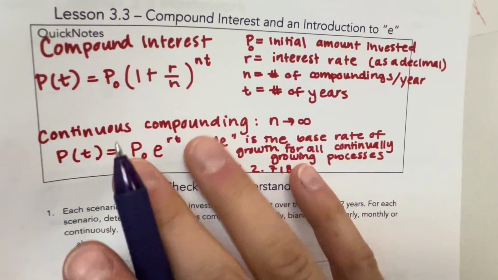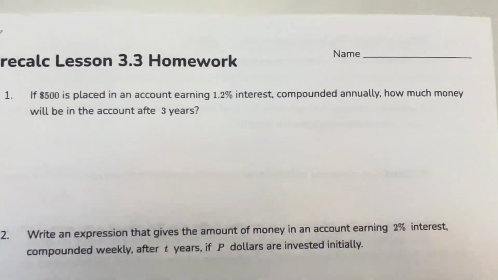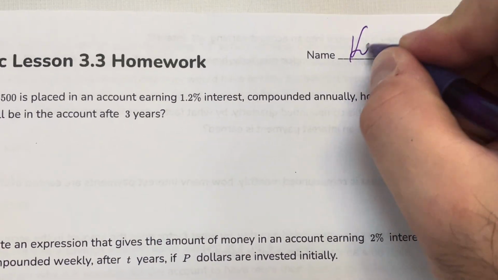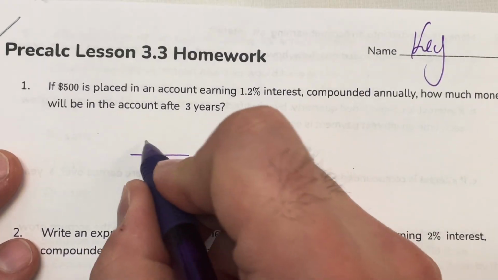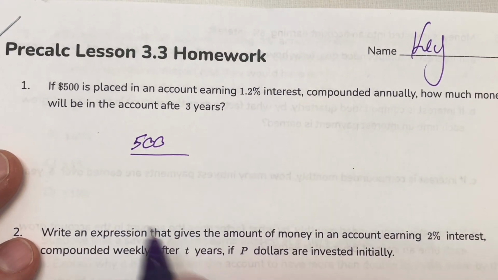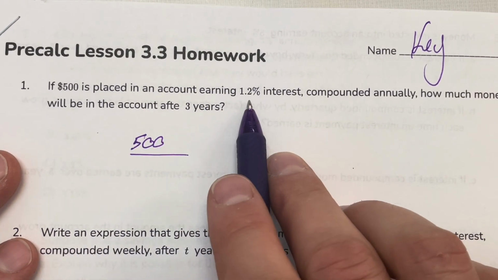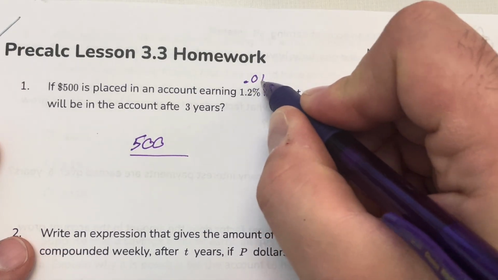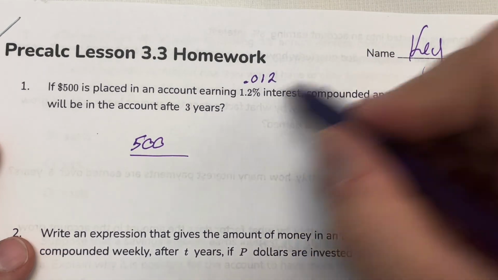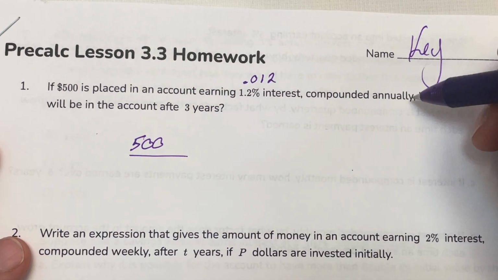We already had the notes on this on the previous day, but let's go ahead and apply this. So let's make our answer key. If we have $500, there's a starting amount, so 500. No matter what, I'm going to start off with that. It's in an account earning 1.2% interest. That's not a lot. That's 0.012 as a decimal. Compounded annually.